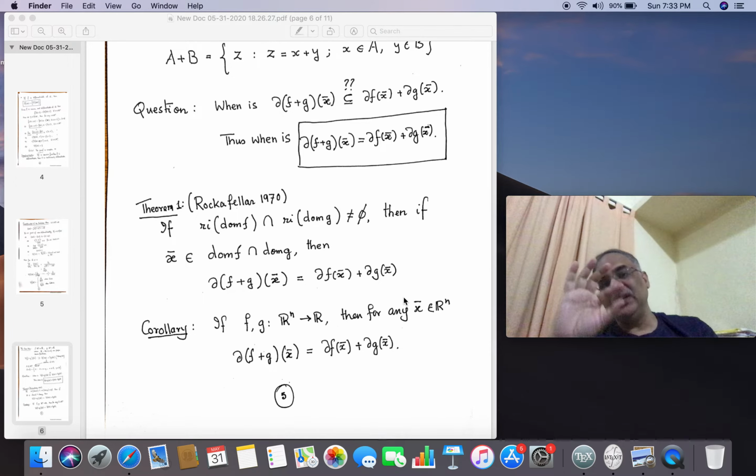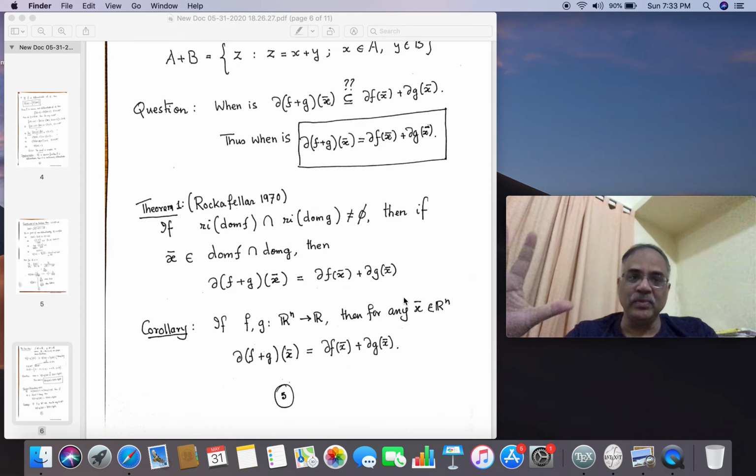So that's the thing we would try to avoid. So if the relative interior of dom f intersects the relative interior of dom g, that is, the intersection is non-empty, then for any x bar that you choose from dom f intersection dom g, del of (f plus g) at x bar is equal to del f at x bar plus del g at x bar. Now if you have functions from Rn to R, like modulus norm x, then it doesn't matter. For any x bar in Rn this will always hold, because the relative interior of dom f here is the interior of dom f, which is Rn, so Rn intersection Rn is Rn, non-empty, and hence that will hold.